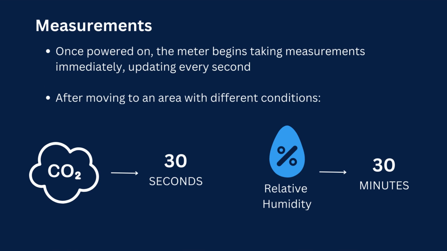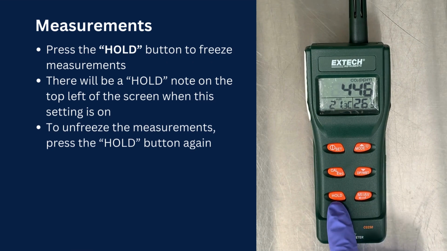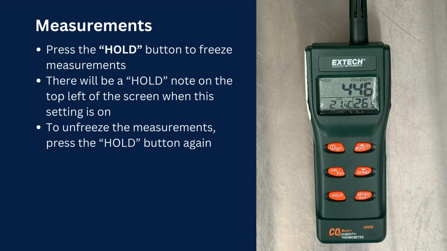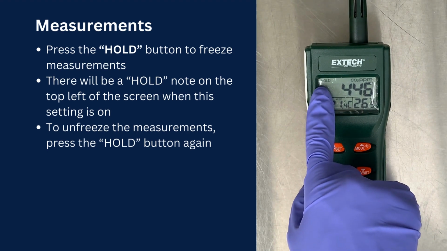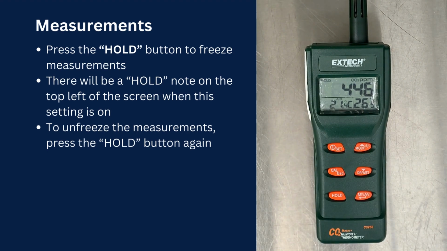After moving the meter to an area with different conditions, it will take 30 seconds for the carbon dioxide readings and 30 minutes for the relative humidity readings to fully adjust. Since the meter is constantly taking measurements and updating the display, you can press the hold button to freeze the current measurements. A hold note will be visible on the top left corner of the display. To unfreeze the measurements, press the hold button again.